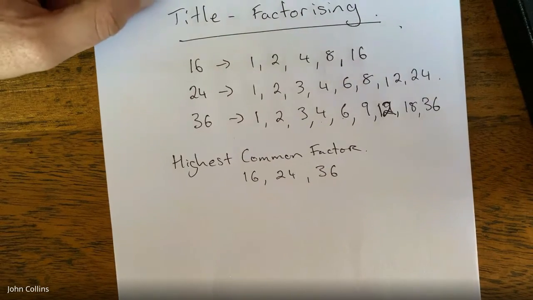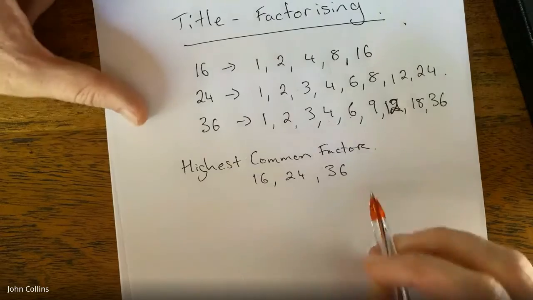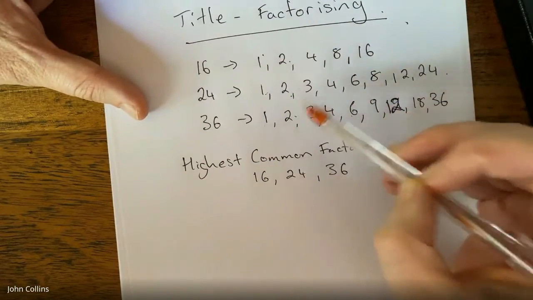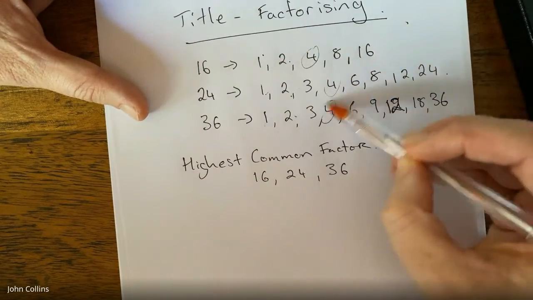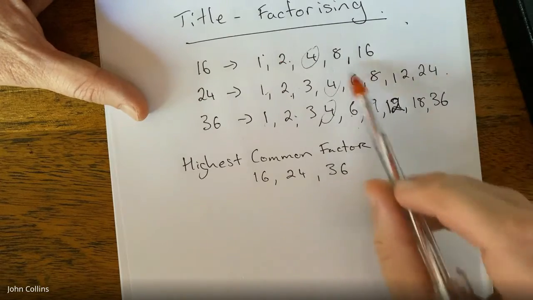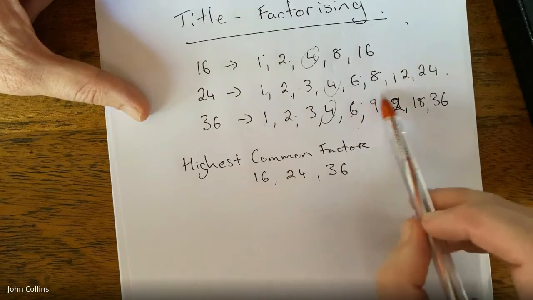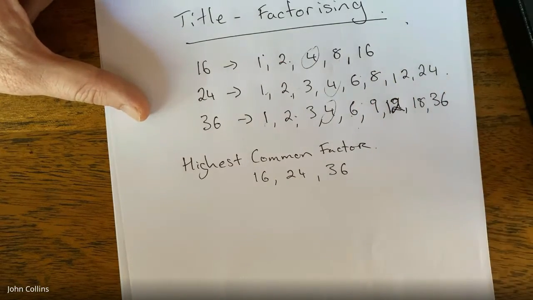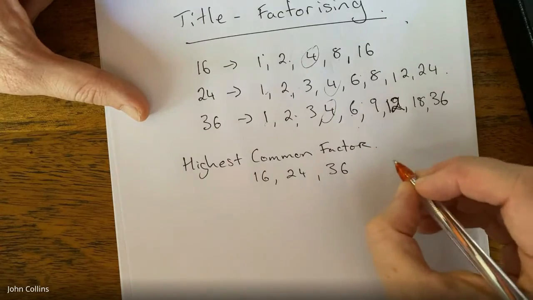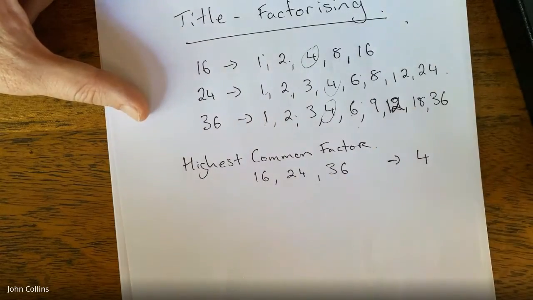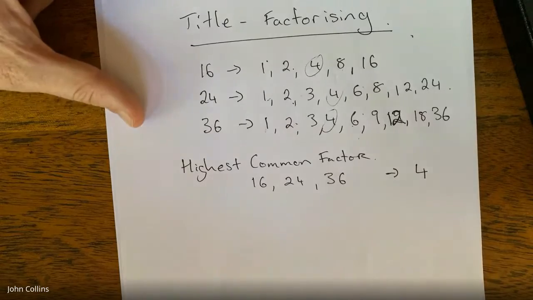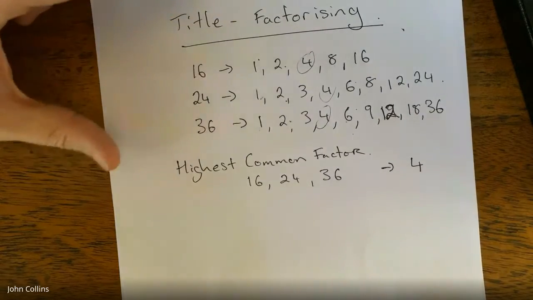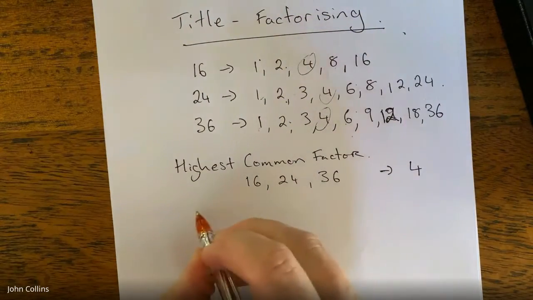Yes, Derek. Yes, Tao, Sophia, you're all on the... So 1 and 2 are all in common. Next one up is 4. Is there any beyond that? No, because a couple of 6s, a couple of 8s, but nothing other than 4. So the highest common factor is 4. Now, we must look at how this works in algebra.